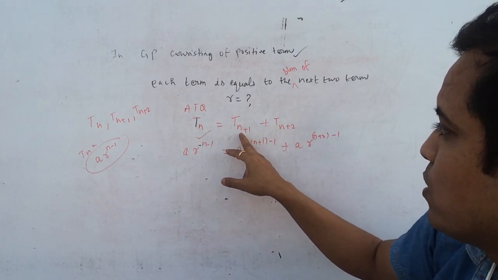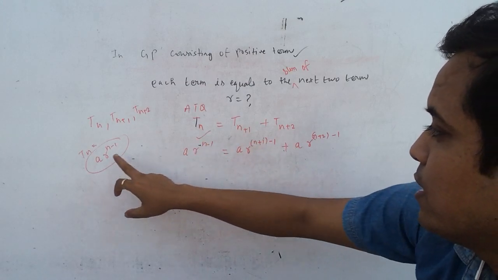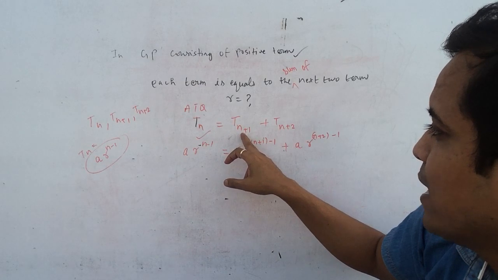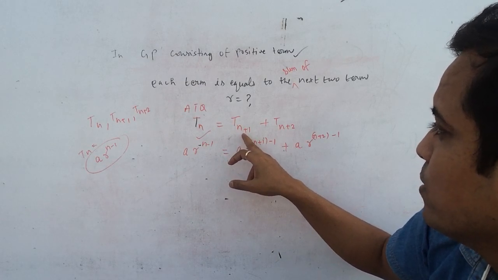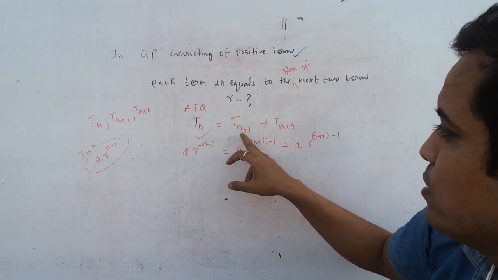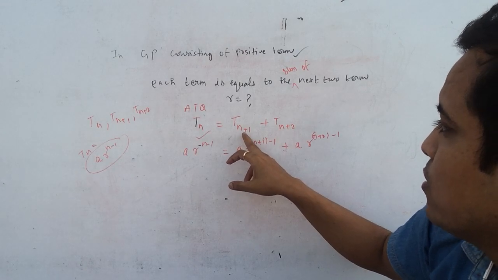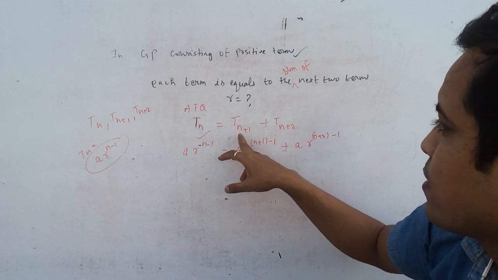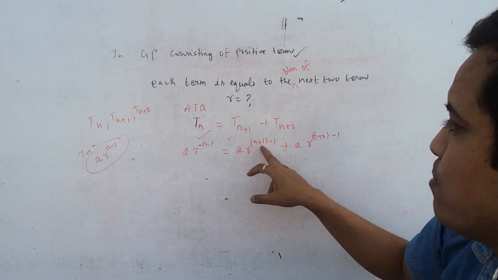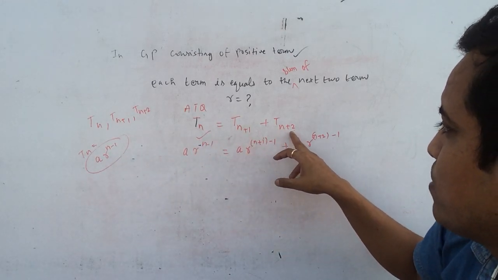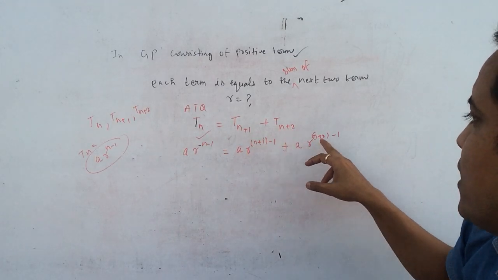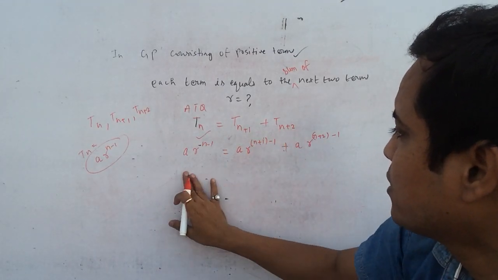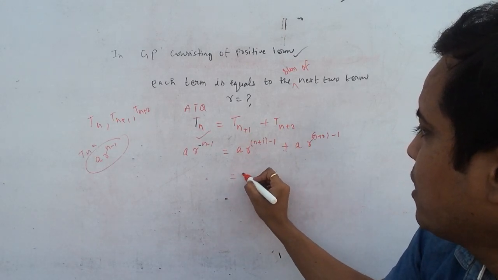Only at the place of n, you are substituting the value. At the place of n, you are putting here n plus 1. For n plus 2, at the place of n, here you put n plus 2. So in the same way, we can take common a from these two terms.